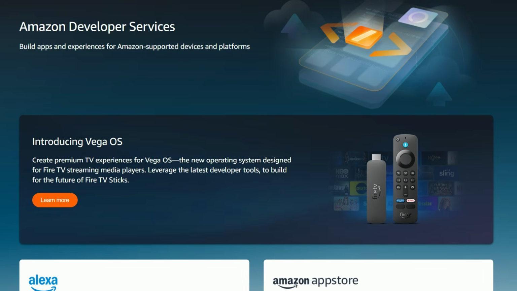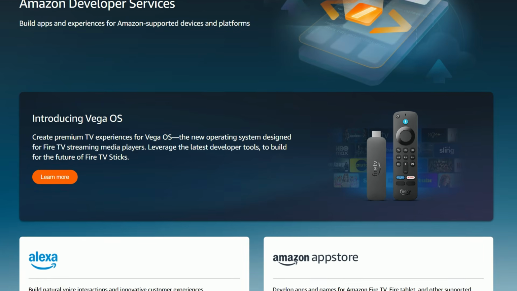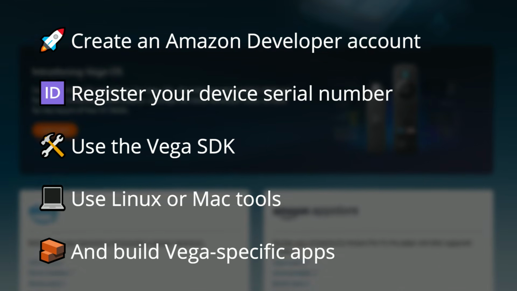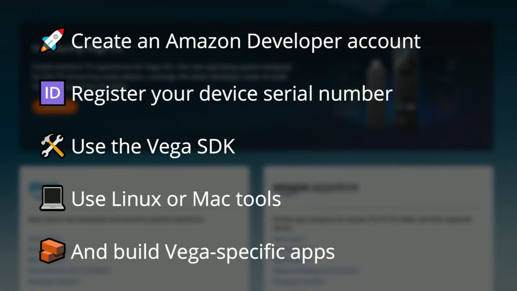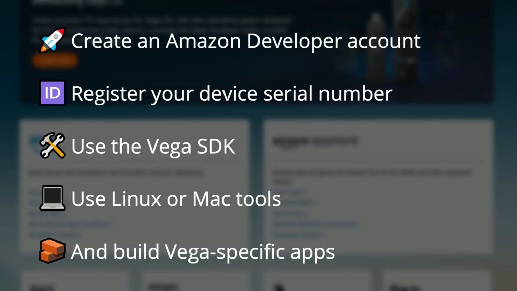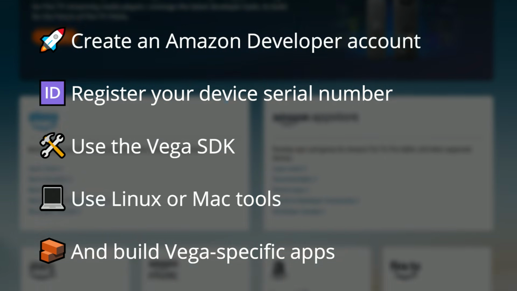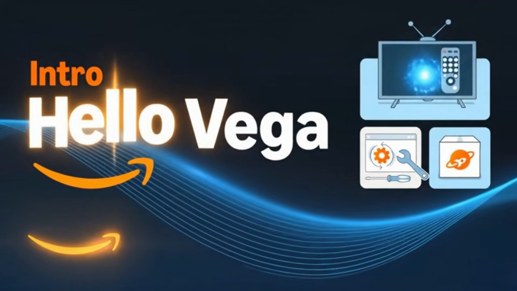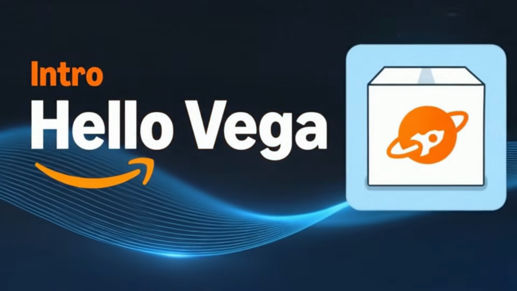To unlock anything meaningful, you must create an Amazon developer account, register your device serial number, use the Vega SDK, use Linux or Mac tools, and build Vega-specific apps. This is platform developer access, not consumer control. That's why normal Firestick guides fail.